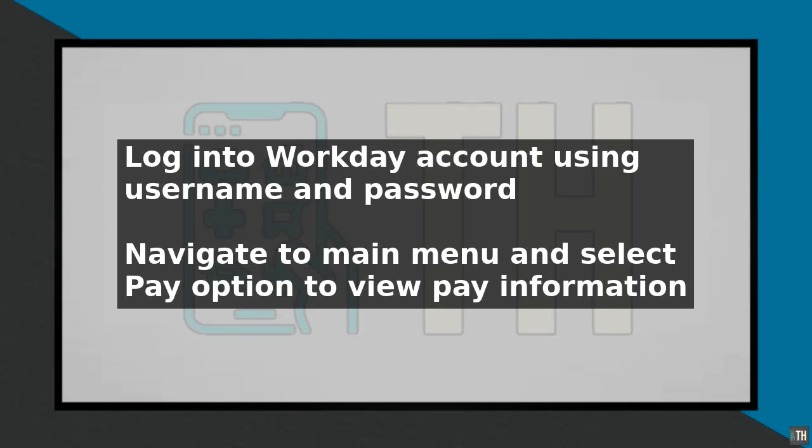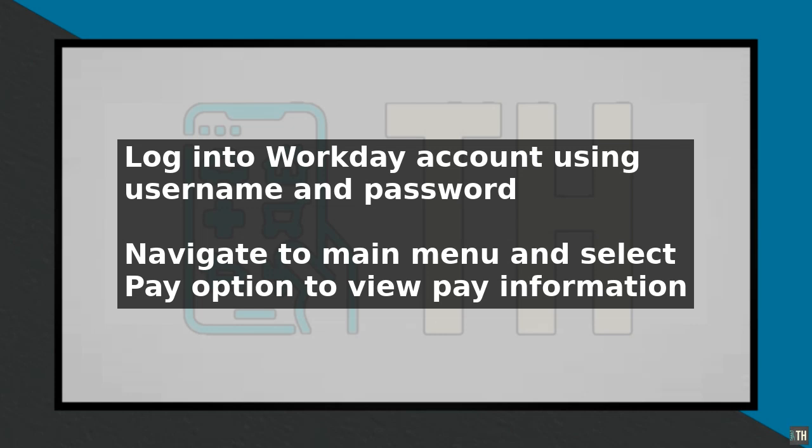To set up direct deposit in the Workday app, start by logging into your Workday account using your username and password. Once you are logged in, navigate to the main menu and select the Pay option. This will take you to the Pay dashboard where you can view and manage your pay-related information.